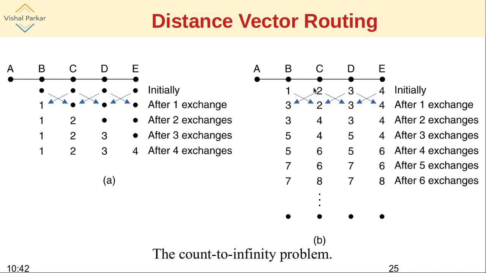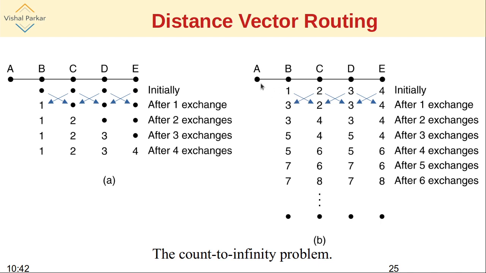Now imagine the second scenario in which all the routers were up previously and one of the routers goes down. Let us blame A. So A once again goes down, which was previously up. The initial situation is like this, 1, 2, 3, 4, which is taken here. But now, after the initial situation, before the first exchange happens, A goes down.